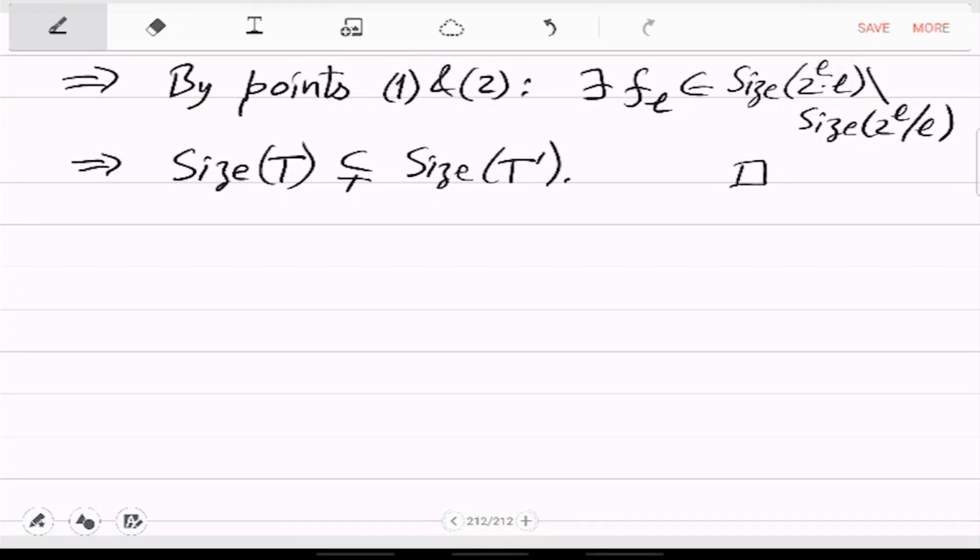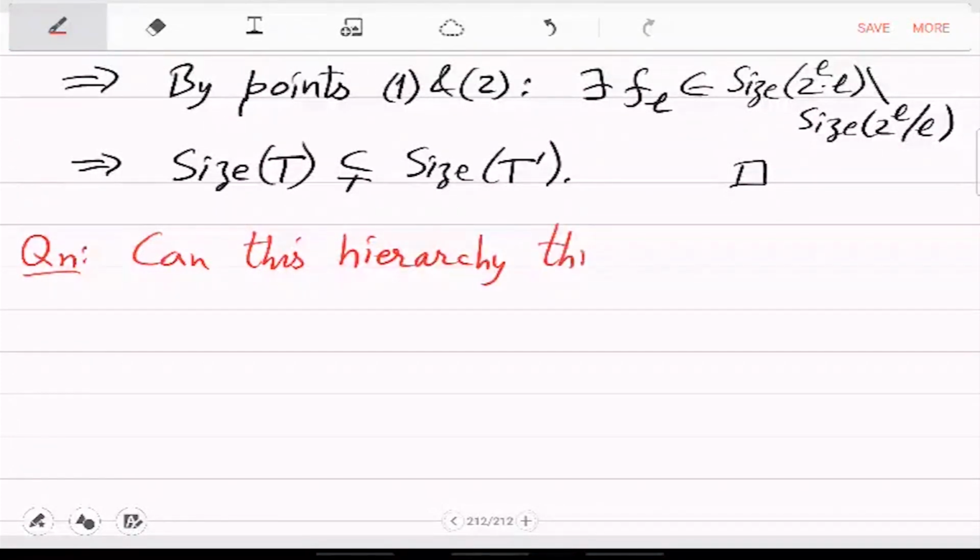Okay, so you can ask the question here, can this hierarchy theorem be improved? Okay, so how far do you need T and T prime to be? Can you improve this? Just like the time hierarchy theorem, we had a question.